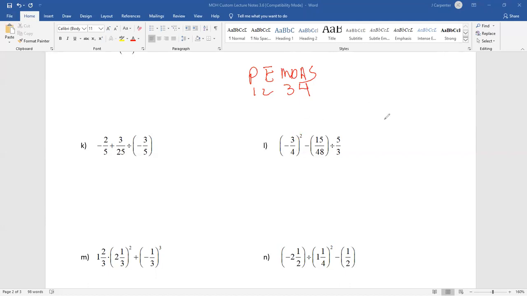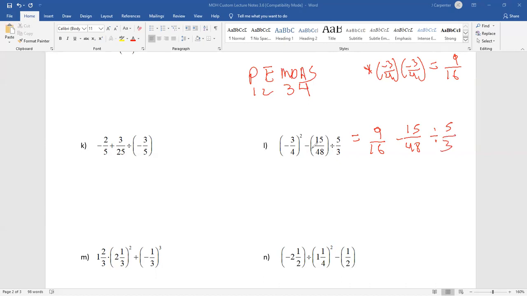So that says we take the negative 3/4 times negative 3/4. Let me do that to the side. Negative 3/4 times negative 3/4. Negative times the negative is positive. 3 times 3 is 9. 4 times 4 is 16. So this gives us 9 over 16 minus 15 over 48 divided by 5 over 3.